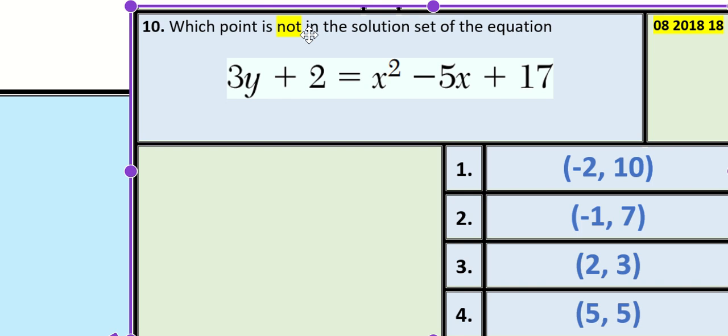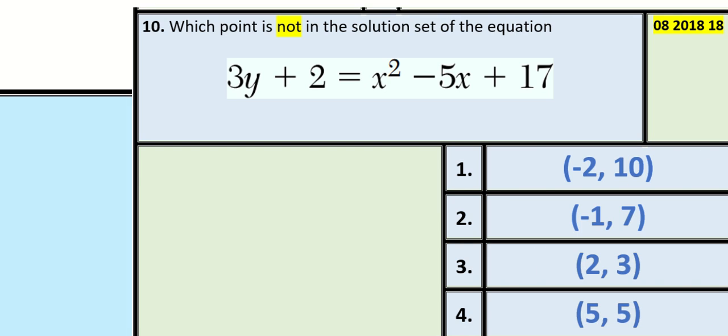You want to say 3 of those points are going to be on the graph, 1 of them will not. So if you find one that's on the graph and select that as your answer, they've got 3 guaranteed distractors that are going to work great for this problem. So let's go straight to our graphing calculator.